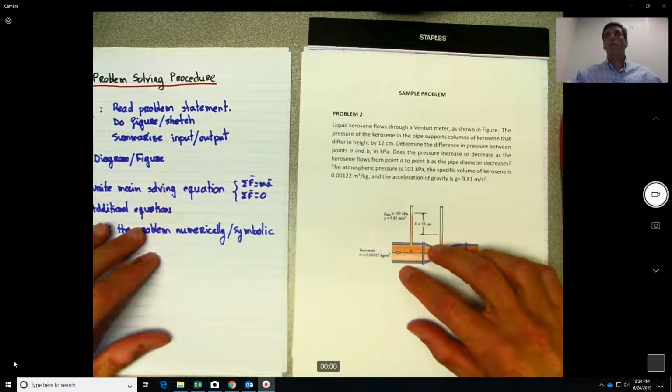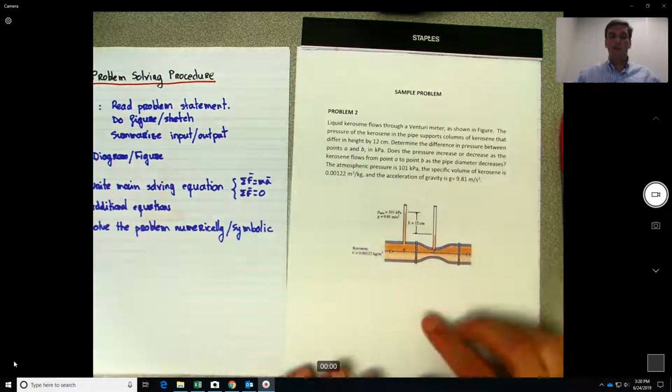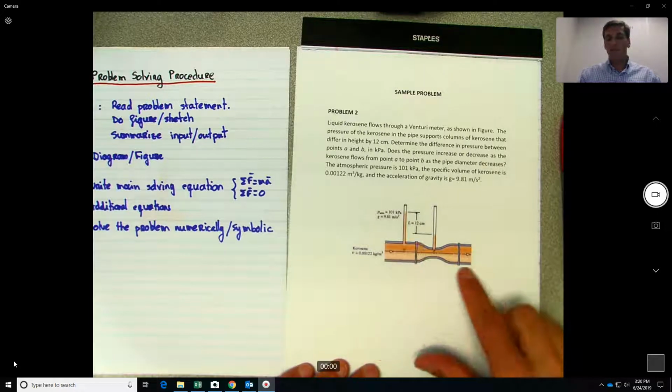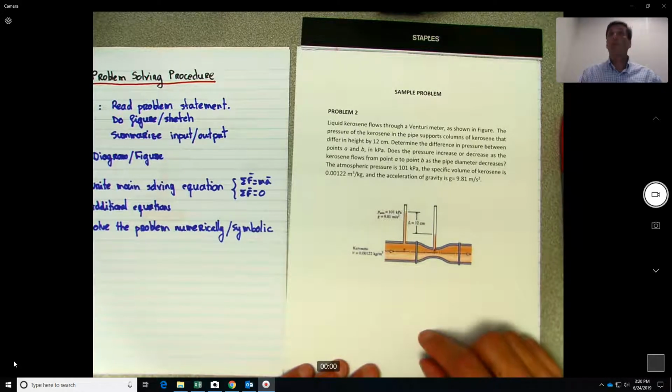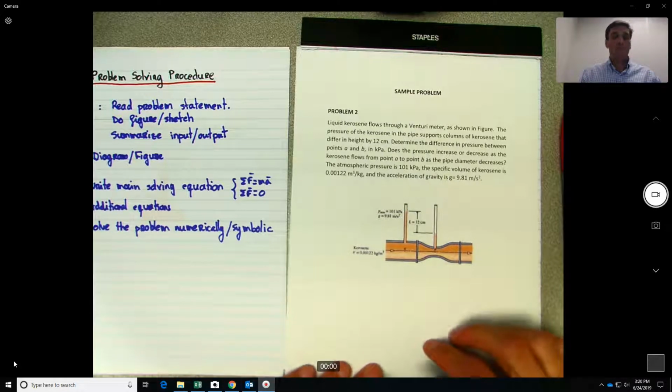Okay, so the next problem we'll be doing is this one over here, which is basically a Venturi system, and this is kind of similar to the manometer problems we did. We're going to follow exactly the same procedure.